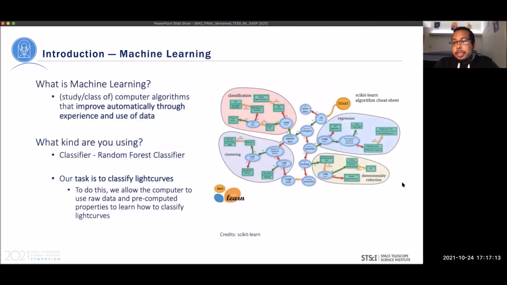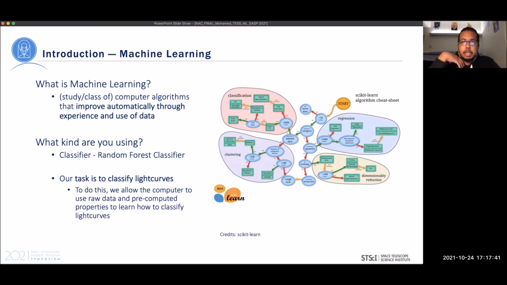So I said in my title slide, we used machine learning. What's machine learning? Machine learning is a suite or class of algorithms that tries to answer a question and improve over time. Over time being like actual time, as well as the amount of data that we have. The goal that we have is to classify light curves as bearing a certain type of exoplanet or not. So we're using a classifier. The classifier we're using is called a random forest, and I'll talk about that later.